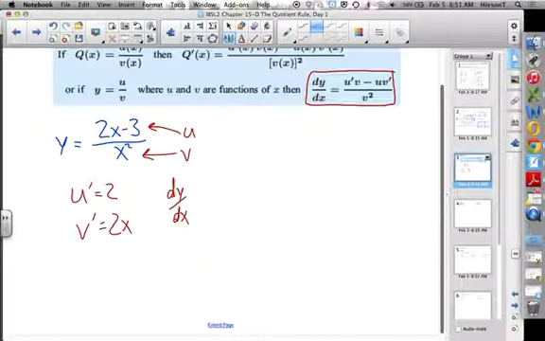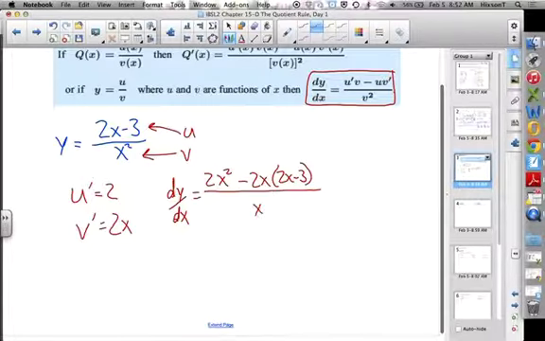So now we have u prime times v, so 2x squared, minus u times v prime. So here's v prime, which is 2x, times the 2x minus 3, and that's all over v squared. So x squared squared. Now it's a matter of simplifying.